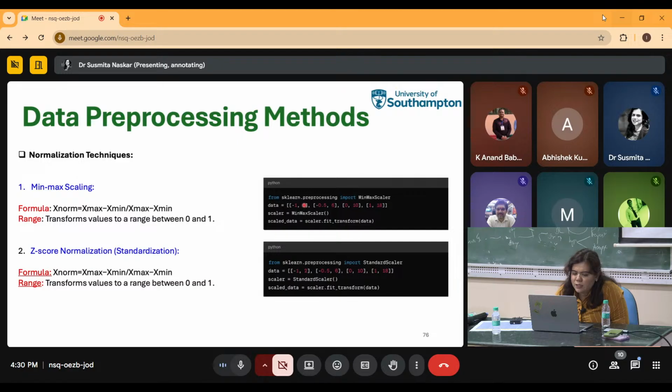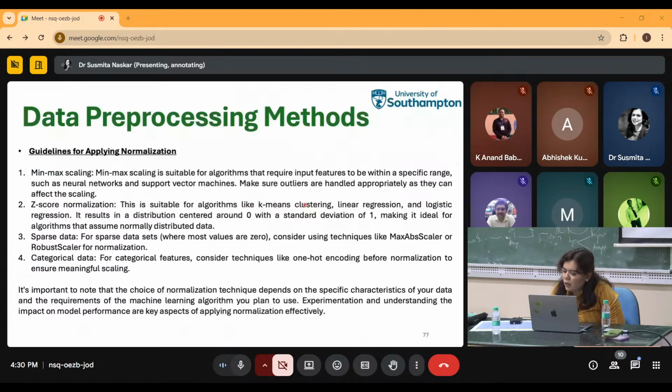So those are the best places where we use min-max scaling. Always handle the outliers beforehand, because they can distort the scaling, okay. Whereas Z-score normalization, or standardization, works very well with algorithms like k-means clustering, linear regression, or logistic regression. Those assume normally distributed data, and it centers the data around 0 with a standard deviation of 1. That makes it much easier for these models to converge. So that's where, in most clustering cases, we try to use standardization.